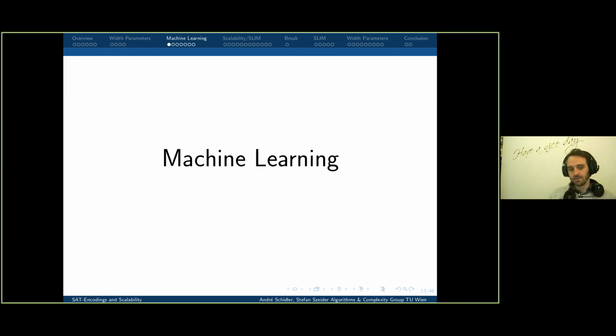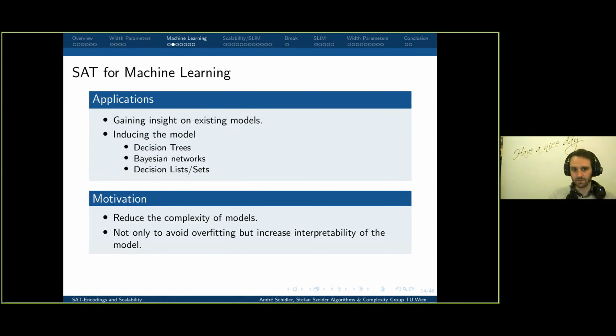Okay, so the next topic I want to talk about is applications of SAT in machine learning. And there, as far as I know, there are two main applications. The first one is you have some AI model and you want to gain insight about the model itself. So you have a neural network and you want to verify certain properties. For example, is it fair? Is it biased? And so on. Or you have a model that gives you some classification and you want to know why, so you want to find an explanation for this decision. And this is not what I will talk about.